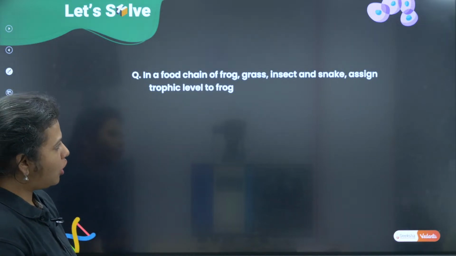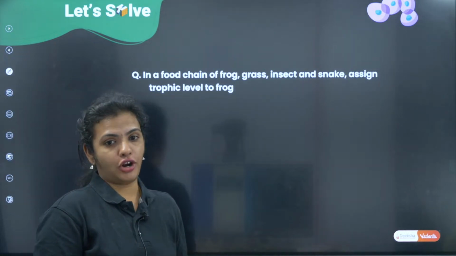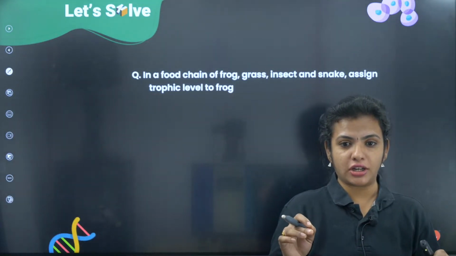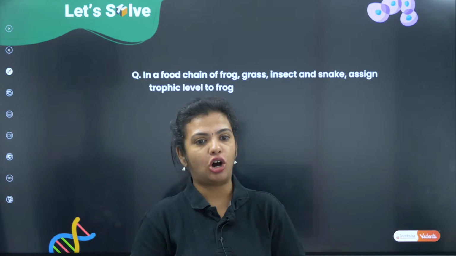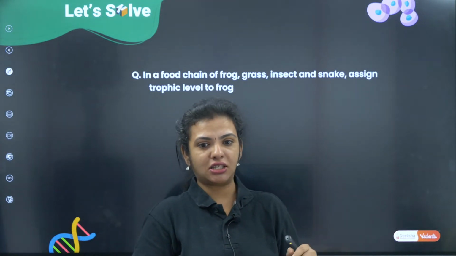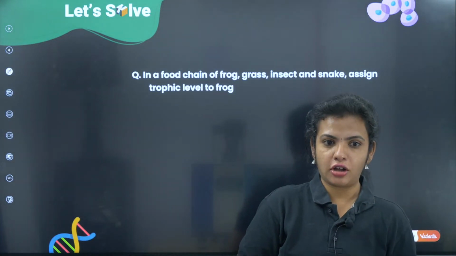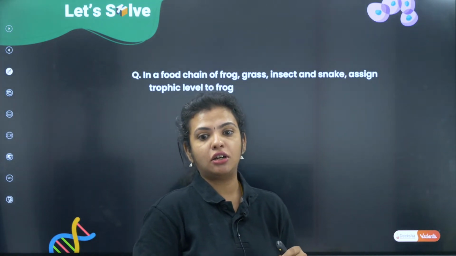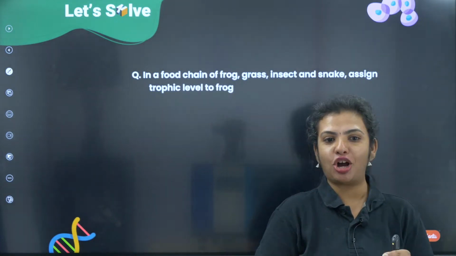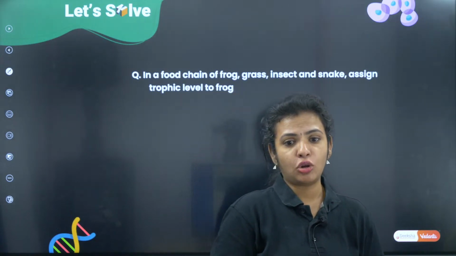In a food chain of frog, grass, insect and snake, assign the trophic level to frog. Okay. So, they have given you different organisms. These are all application questions, students. Sometimes it is being asked as HOTS also. So, please think and answer. We have organisms being given to us: frog, grass, insect and snake. And they are asking us, no problem Sumukh, no problem, as long as you understood the concept, I am happy. Okay, we are all learning anyway. Just that you need to concentrate when such questions are being given.